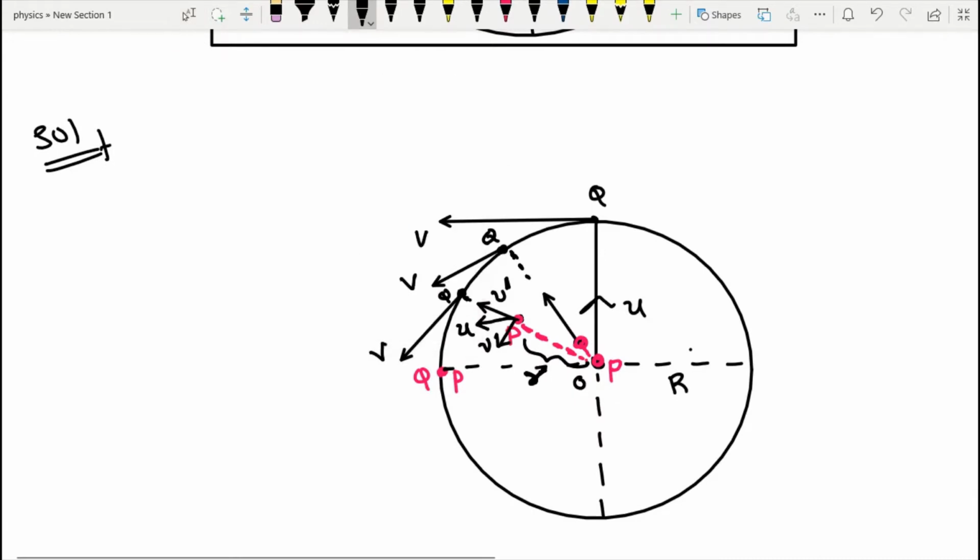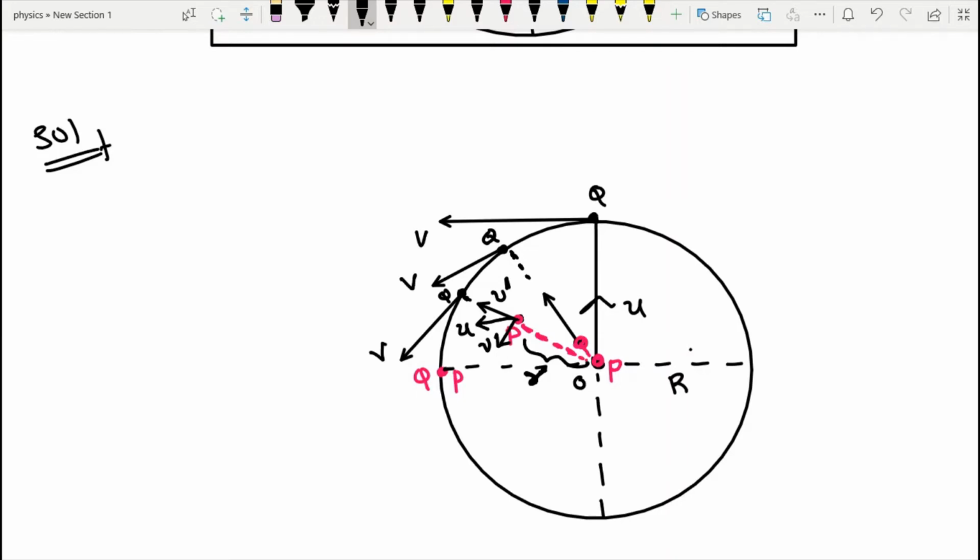I am taking the particle P at the origin O, and this point O is the center of the circular path of the particle Q. The particle Q is starting from this point as shown in the diagram, and the particle P is starting from the origin with its velocity directed towards Q. So in this manner the particle P is starting.